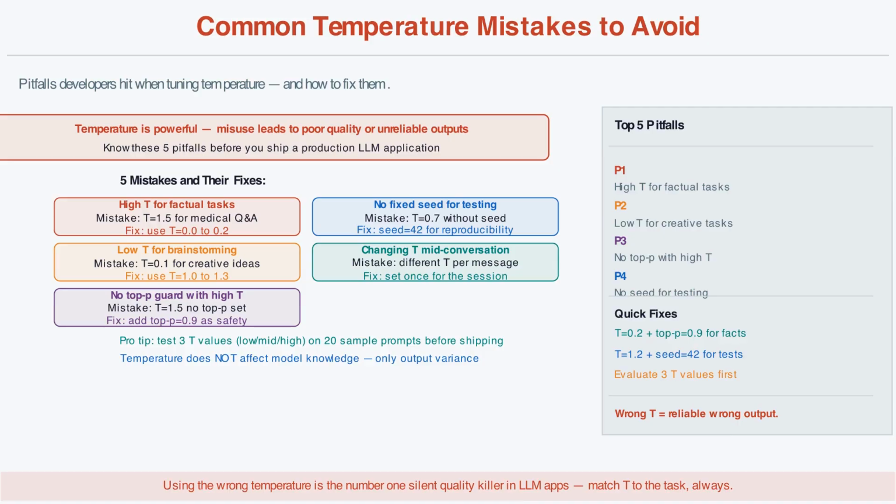Mistake 5: changing temperature mid-conversation. Set it once for the session and leave it. And remember, temperature does not affect what the model knows. It only affects how varied its expression of that knowledge is.